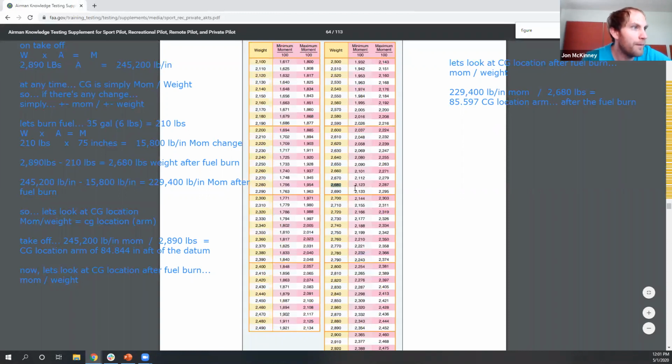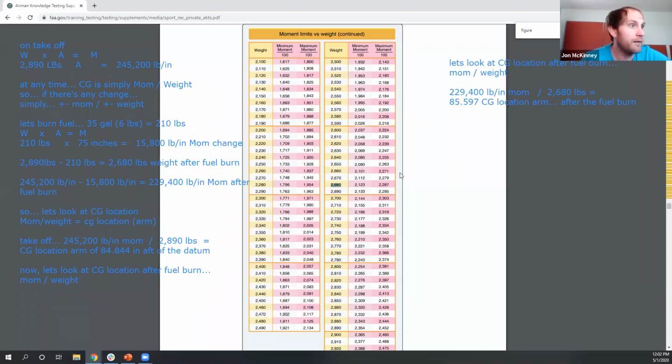The minimum moment would be 2123. We got a moment of 2294. So we're bigger than the minimum. That's good. The maximum is 2287. We have 2294. So our moment is too big, too far aft.